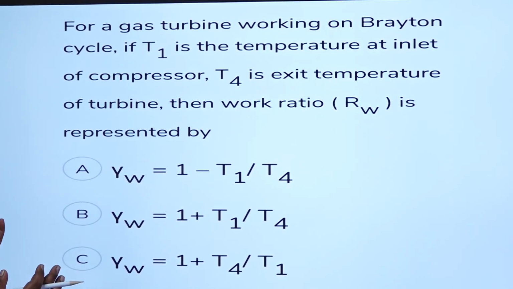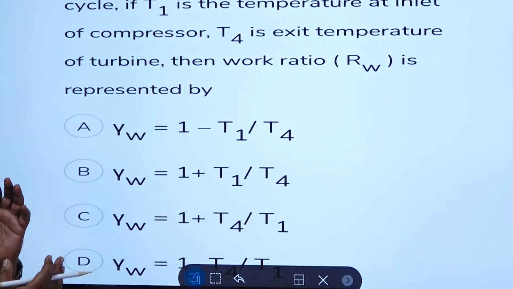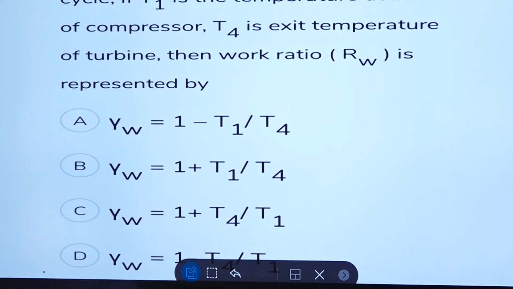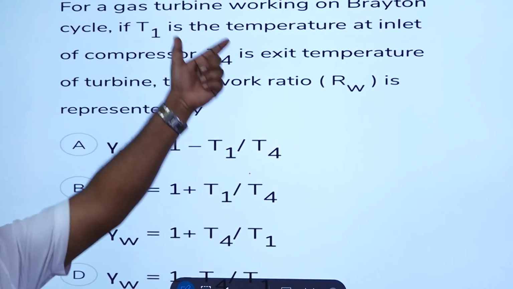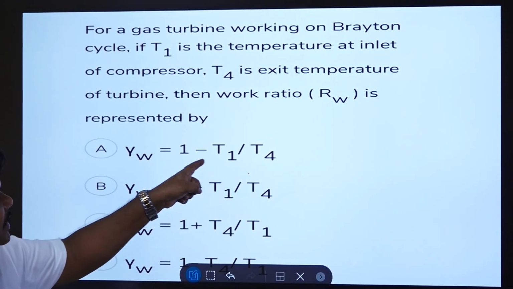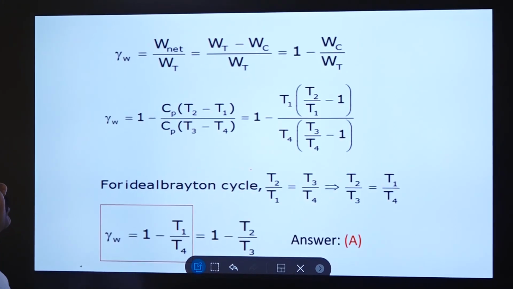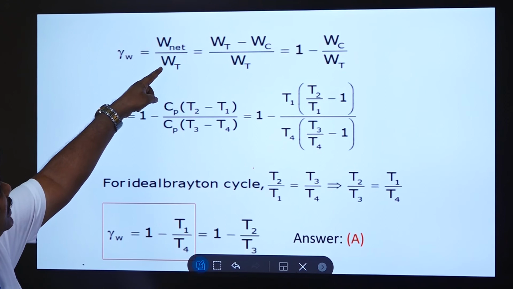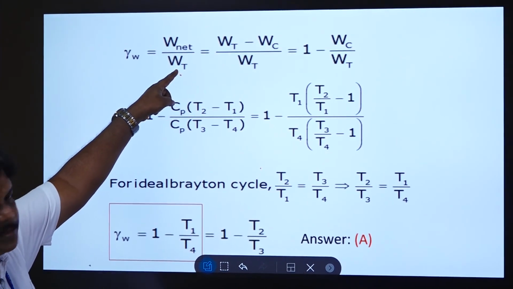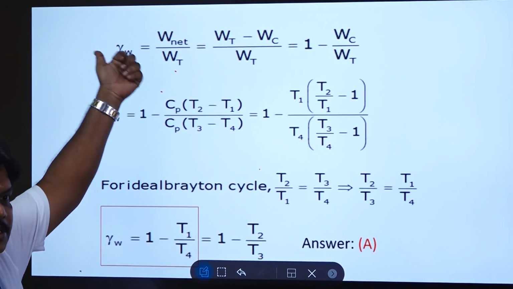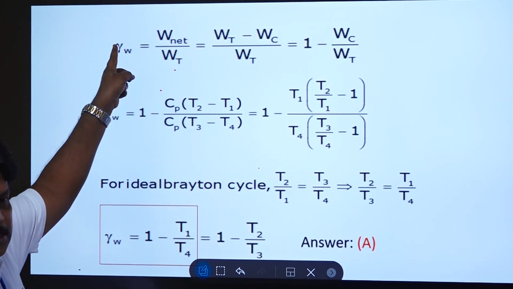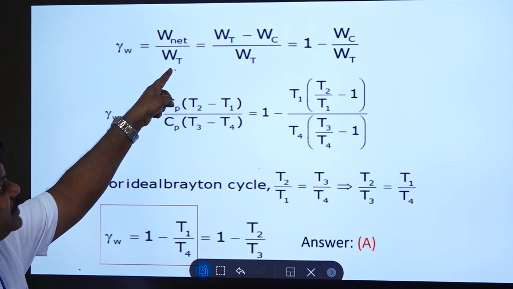So you have to get this T1 by T4 either in terms of temperature 2 or 3, or 1 and 4 is known to you. Now you have to find this with the relation T2 and T3. Then only you will be able to find this work ratio. You can see here, this is equal to W net, that is, work ratio is W net by WT. Okay, back work ratio is different, WC by WT. Okay, this is work ratio.